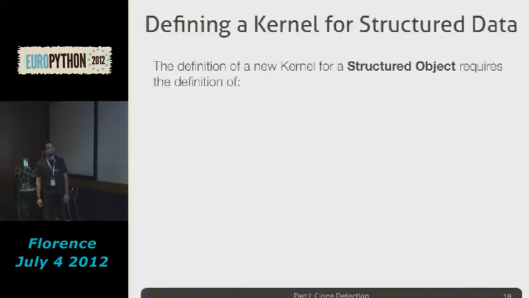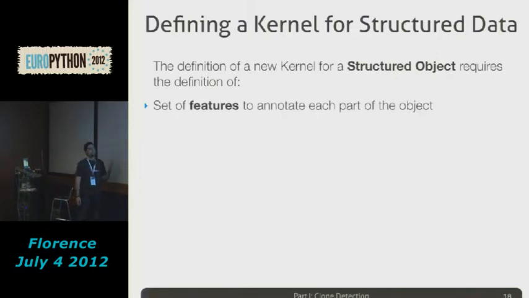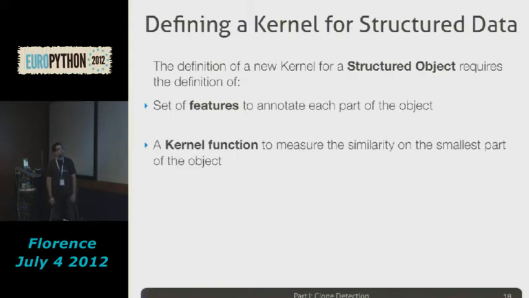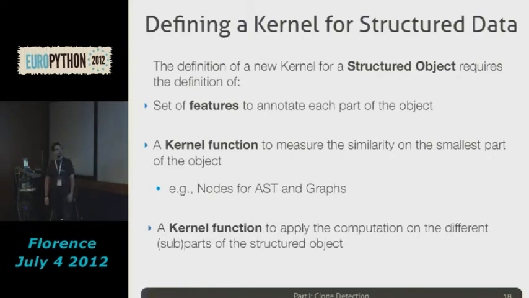So what do I need to define a new kernel for structured data? Well, I have to define a set of features to annotate each part of the object. So I have to identify which is the most relevant information for me when I compare the constituent parts of the object. So the base of the recursion, if I can explain it better. And then, when I'm done, I have to define a kernel function to measure the similarity on the smallest part of the object, for instance, nodes for ASTs or graphs, exploiting such features. And finally, I have to define a kernel function to apply the computation on the different subparts of the structured objects.